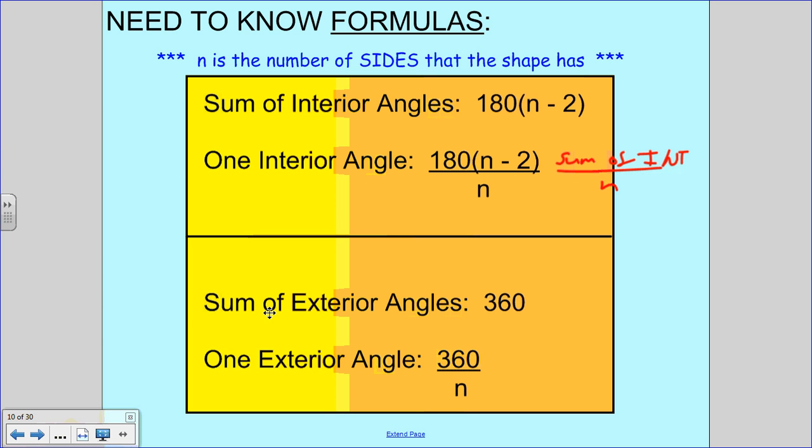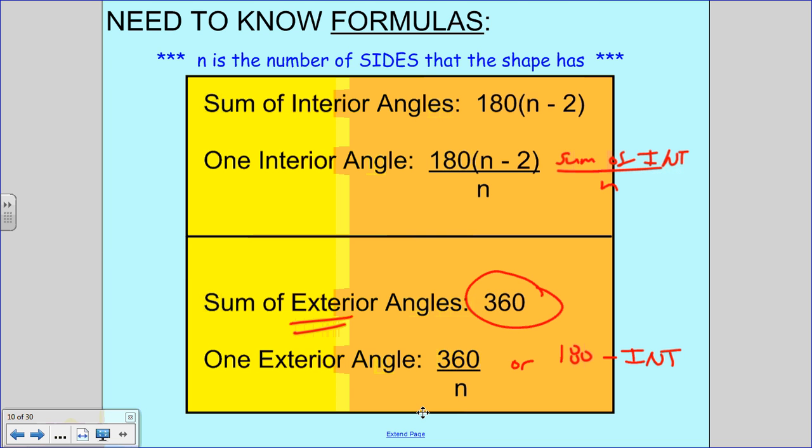And to find the sum of the exterior angles, it will always, always be 360. Always, always, always. And to find one exterior, you take 360 divided by n, or you can take 180 minus the interior. So it depends on what information you have.